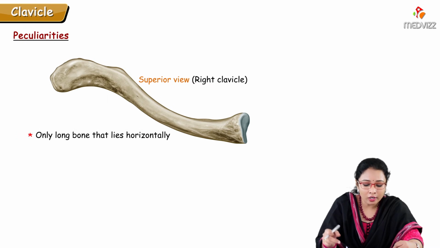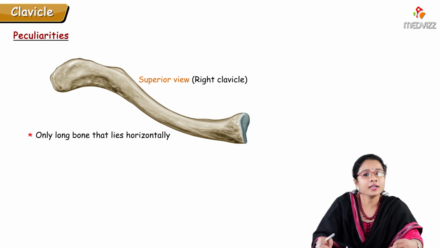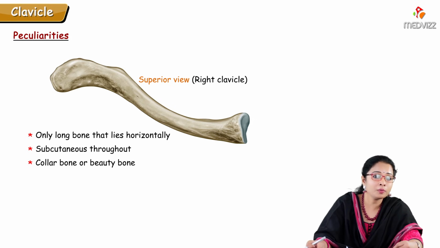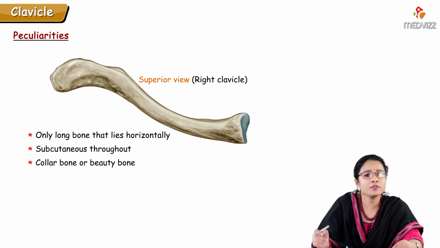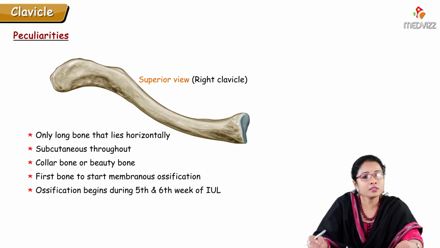It is the only long bone which is present horizontally in our human body, and it is subcutaneous throughout. So it is also called as collar bone or beauty bone. It is the first bone to start ossifying, which ossifies in membrane. The ossification begins during 5th and 6th week of intrauterine life. It is the only long bone which has two primary centers.